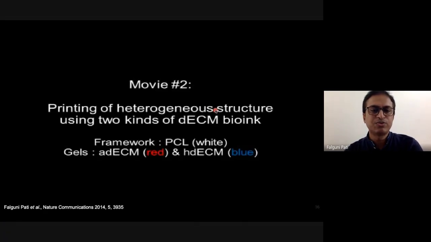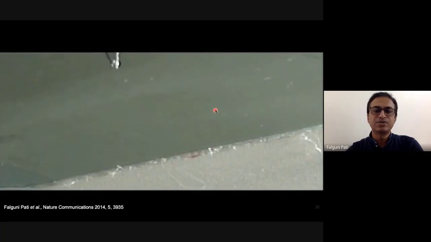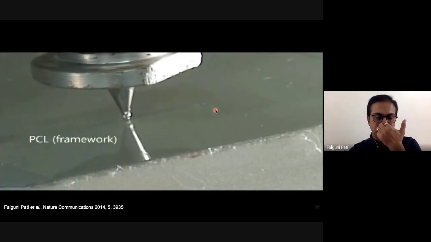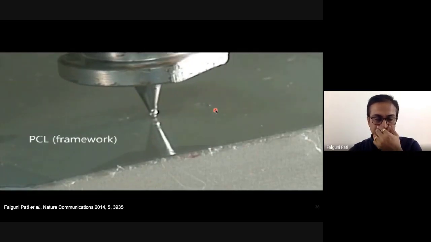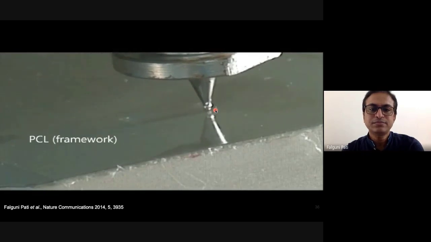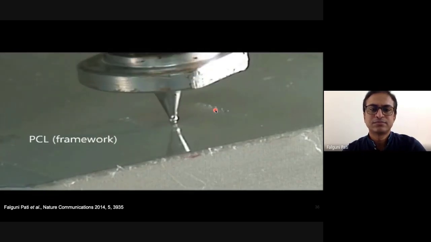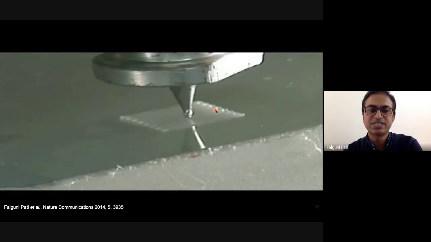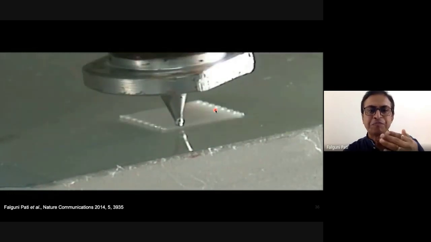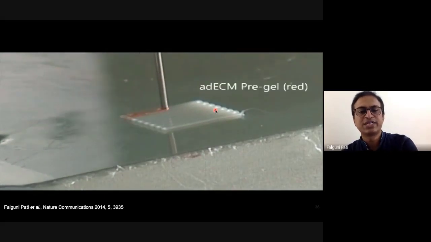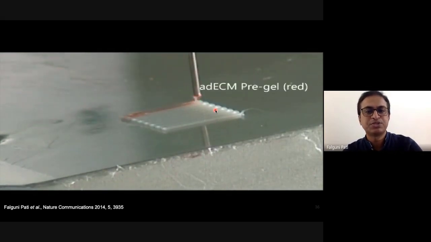In the video from our own work, we can basically see how this 3D printing can be done. First, the PCL layer is fabricated. PCL line by line, the PCL structure is printed. Here we have provided some gap between the lines, and then we are going to print the hydrogel in every alternating gap between the lines.